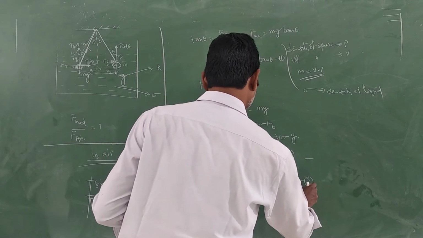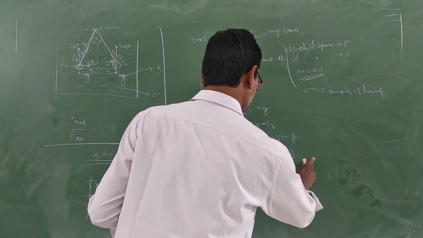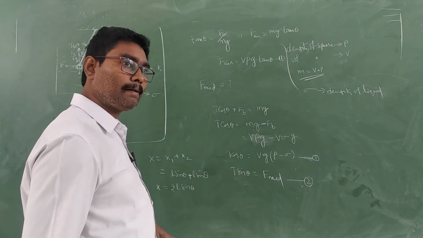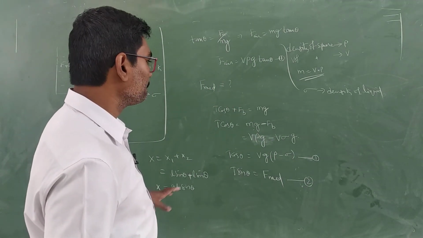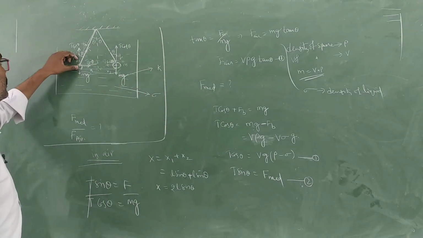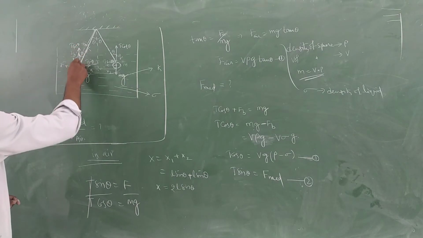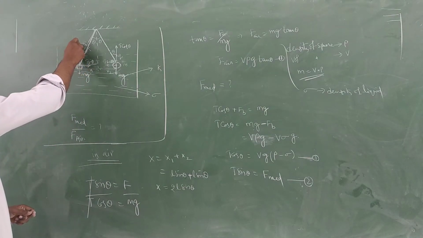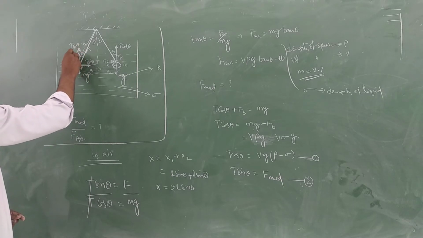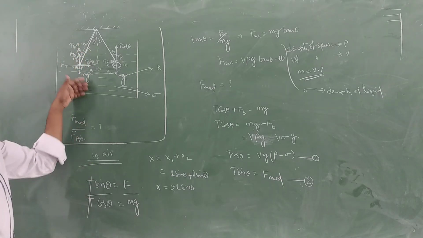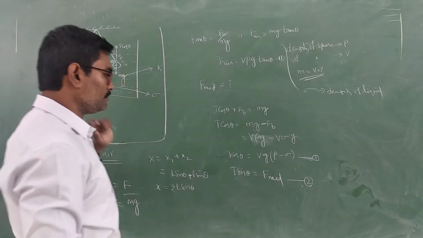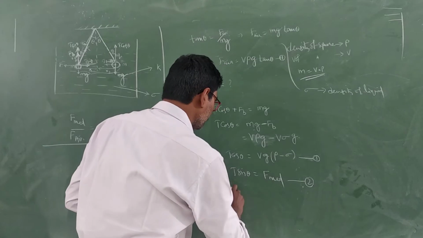I didn't get it. The Fb force, here only, Fb will act in the upward direction. T cos theta is acting in the upward direction. Even the liquid is exerting a buoyant force in the upward direction, that is Fb. So the weight alone is acting in the downward direction. Okay? Now, see here, you do 2 by 1.